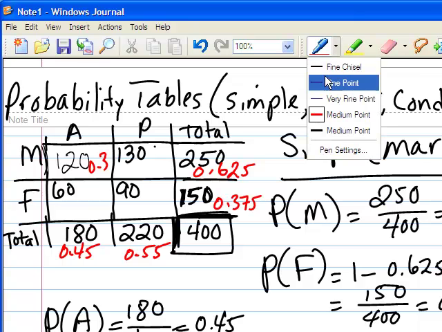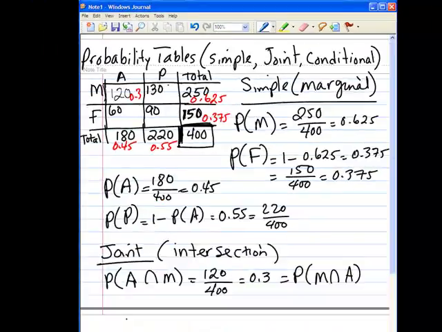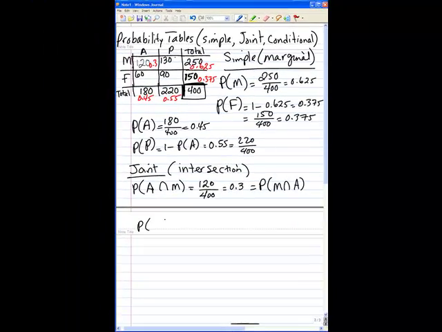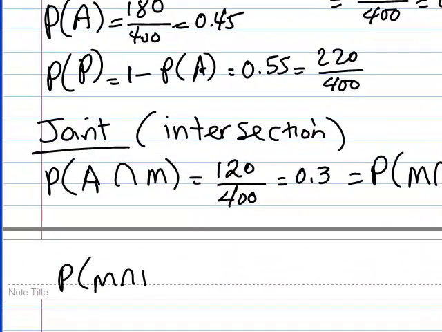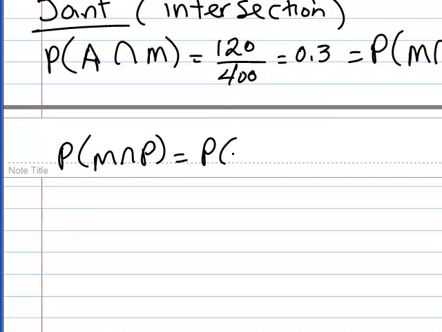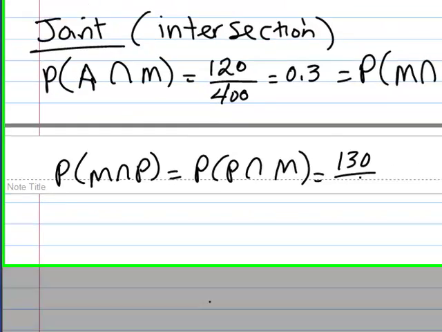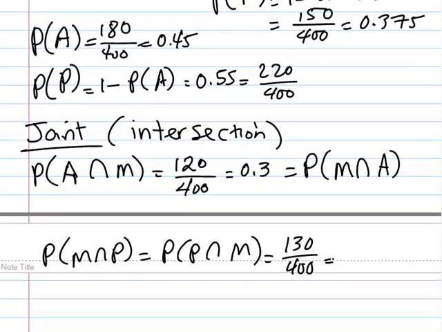Similarly, we can compute probability of M and P, which is the same as probability of P and M. So the order doesn't matter. And that would be 130 over 400, which is 0.325. But also note that A and M and P and M are complementary to each other.